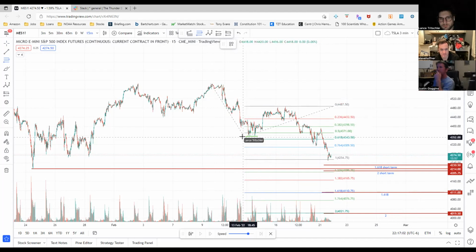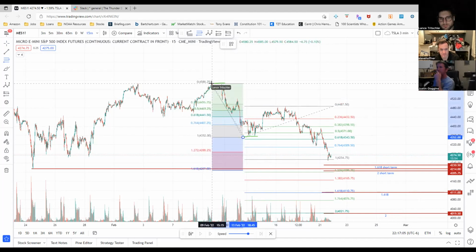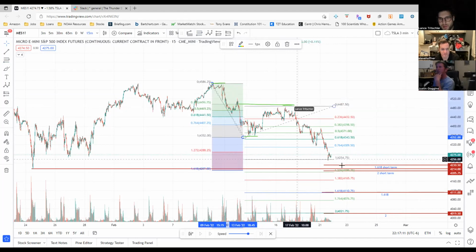So here. That actually comes up to the 0.382. Oh, that's a 3. This is probably going to come down here. Yeah, I might just be patient, wait for it to come down here, see what it does. Honestly, that's what I'll probably do.